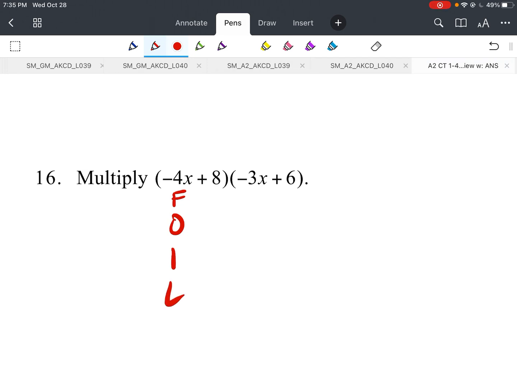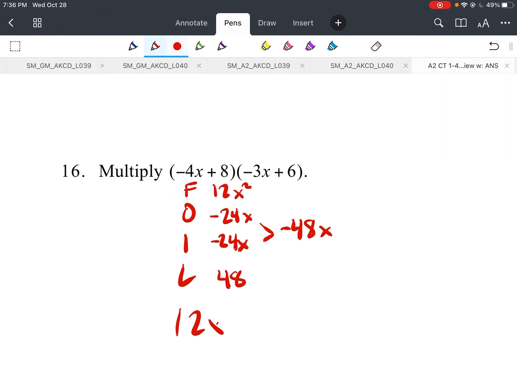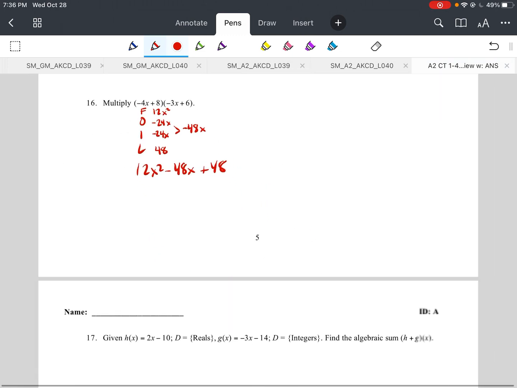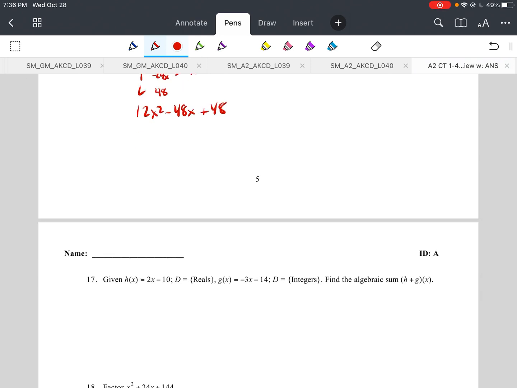Okay, first times first. It's going to be positive 12x squared. Outer is going to be negative 24x. Inner is also negative 24x. And last, 8 times 6 is 48. Okay, so combine your similar terms here. The O and I go together, right? Let's put those together here. That's negative 48x. And so then my final answer is just all those things, 12x squared minus 48x plus 48. Woohoo! All right. This is an easy one.